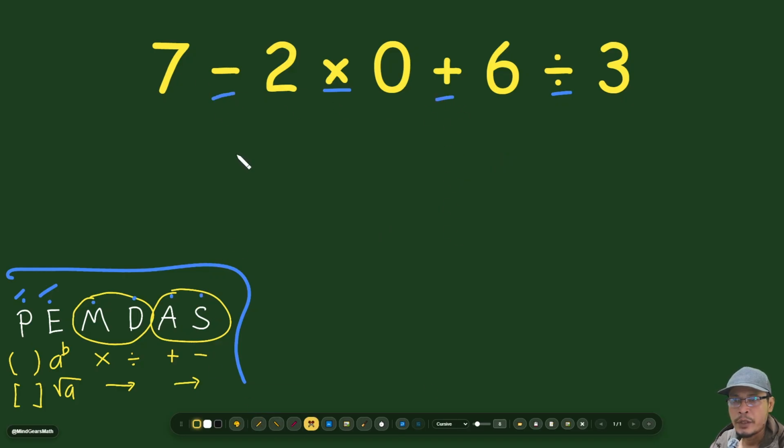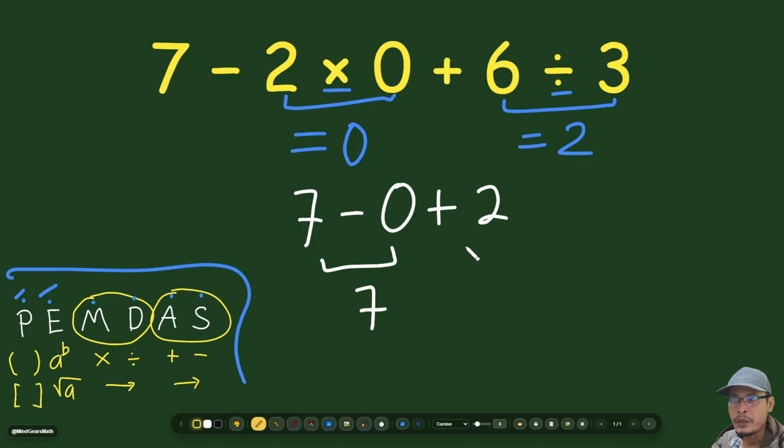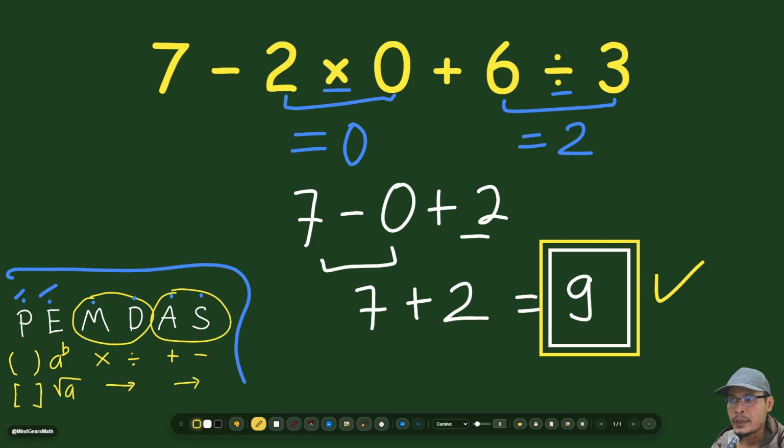Multiplication and division first. 2 times 0 is 0. The 0 erases itself. 6 divided by 3 is 2. Now the problem is simply 7 minus 0 plus 2. Left to right. 7 minus 0 is 7. Then 7 plus 2 is 9. That's the final answer.